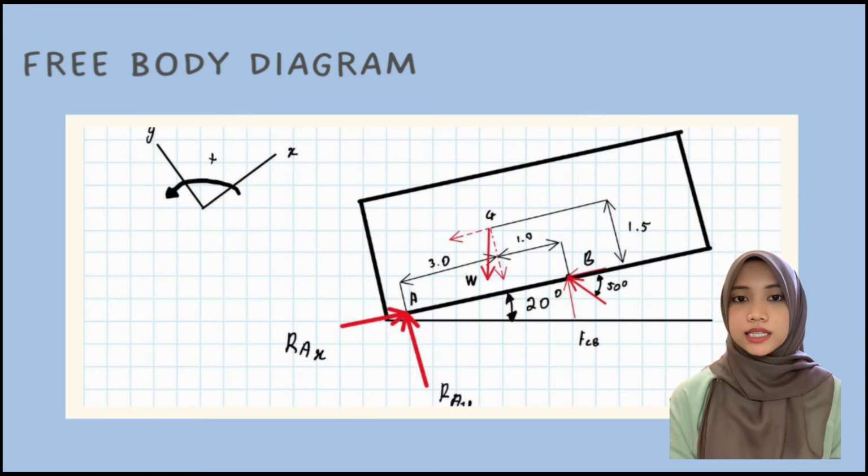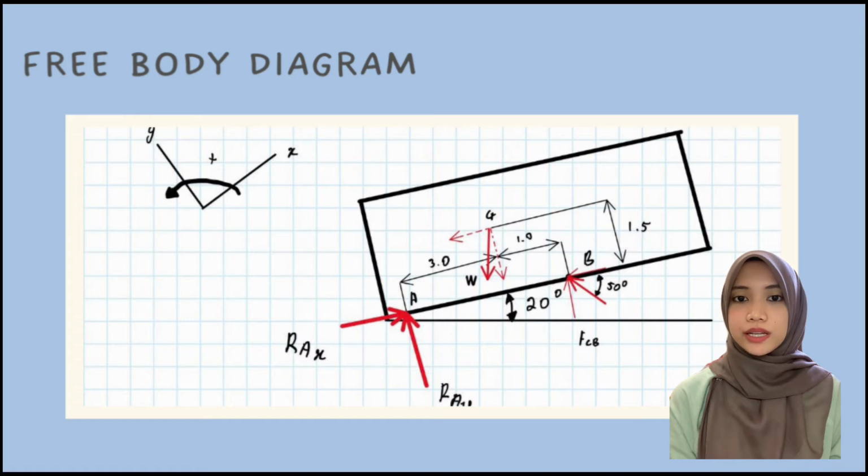These are the steps that we have to apply on this structure. The first one is to draw free body diagram. Secondly, write and apply equations of equilibrium. Thirdly, solve for unknowns. And lastly, check the answer and solutions. We must take note that cylinder BC is a 2-force member and there are 2 reaction forces at pin A.